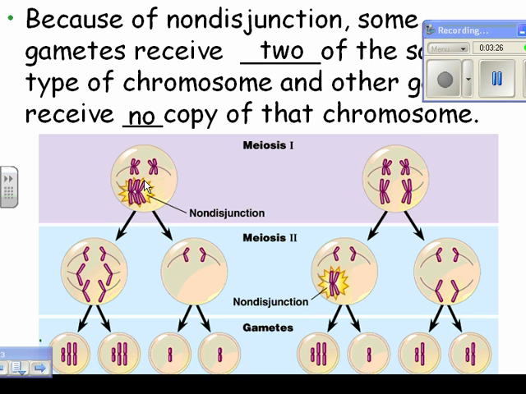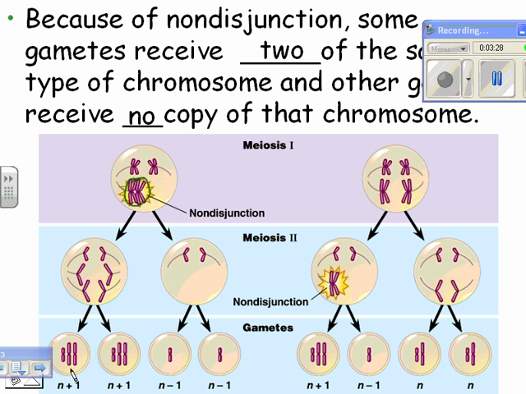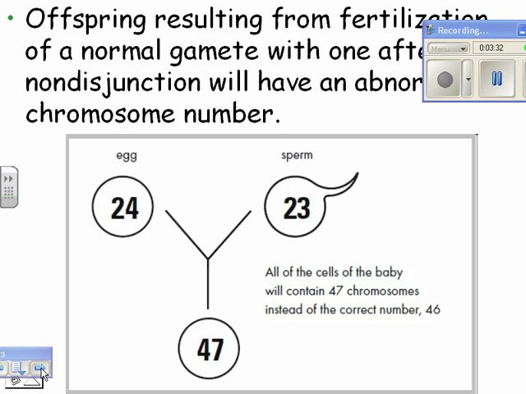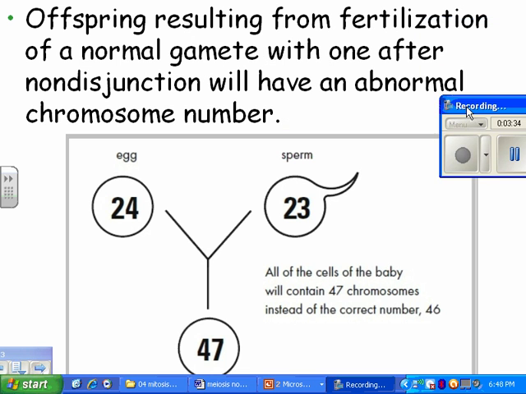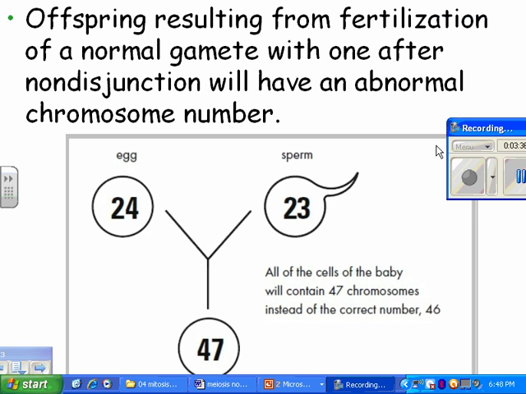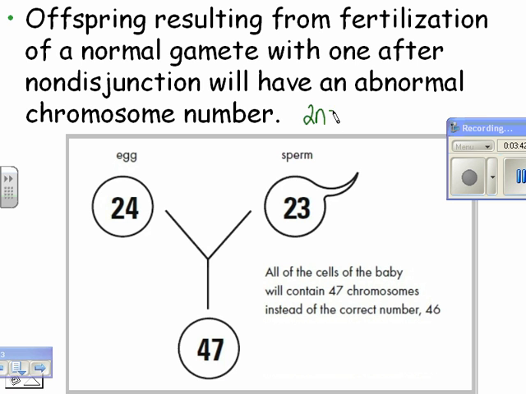So for example, this one ends up getting 2 copies of it, and this one ends up getting none. Offspring resulting from fertilization of a normal gamete with one after nondisjunction will have an abnormal chromosome number. So in humans, we have a 2n number of 46. That means our egg and our sperm are supposed to have 23 chromosomes. So here's a sperm with the regular number, and here's an egg with 1 extra. And so the baby ends up getting 47 chromosomes instead of the usual 46.